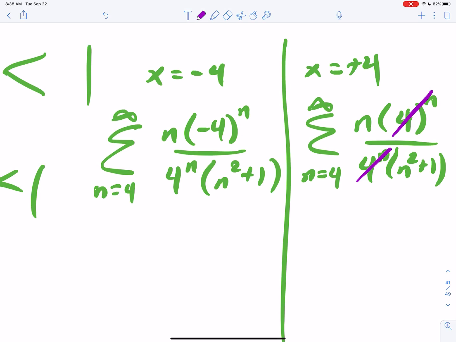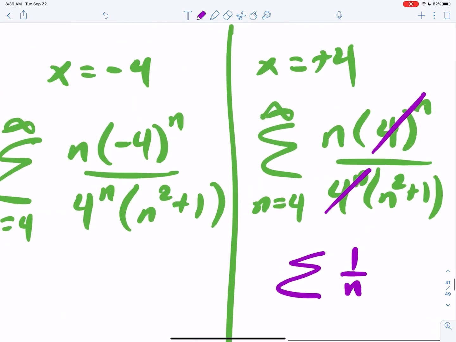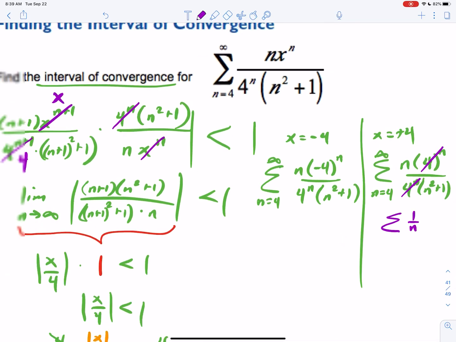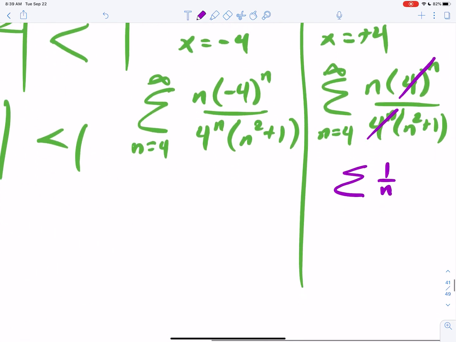Okay, now what test would you guys run? I would definitely compare it to n over n squared, which is the same thing as 1 over n. I can't really tell whether it's less than or greater than because both the numerator and the denominator are affected here. So I can't really tell if it's smaller or larger. So I'm going to run the limit comparison test. I'm going to take the limit as n goes to infinity of 1 over the other, so n squared plus 1 over the other.